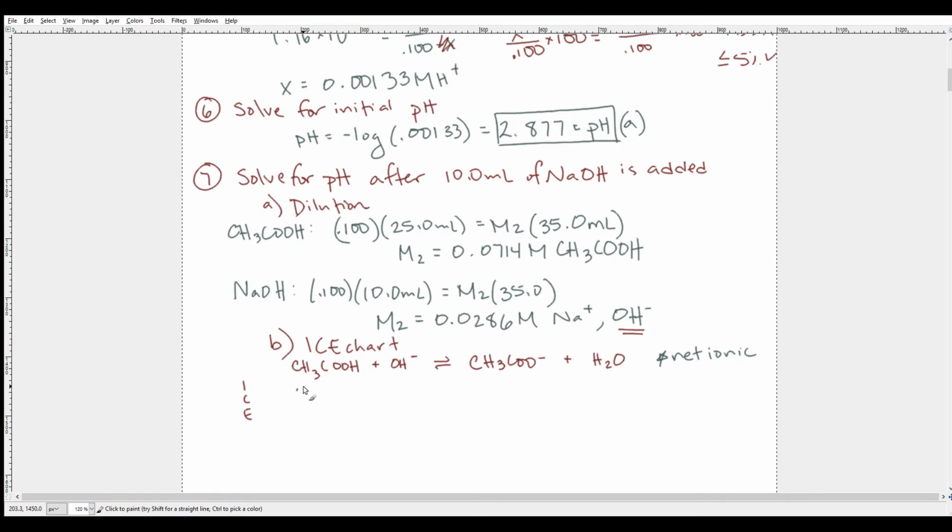So my initial concentration of my weak acid I got from my dilution. My hydroxide concentration is coming from my sodium hydroxide, so that's 0.0286. And I don't have any of my acetate ion yet, and I know I don't include water. Okay, so here we know that the hydroxide is our limiting reactant, so this goes away. So that's right, X's are no longer a problem. We could just do this. So if that happens, I know I'm going to add 0.0286. Oh, here, let's try to, oops.